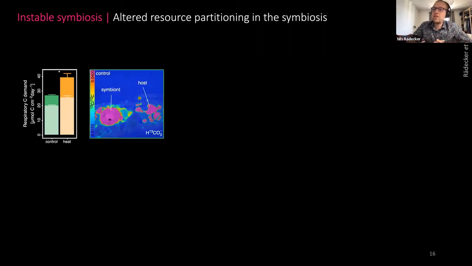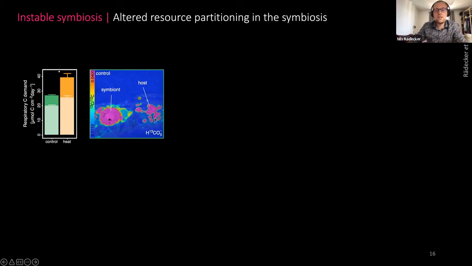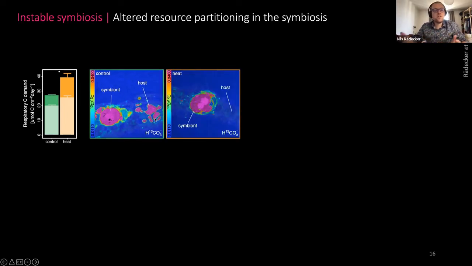And for that, we go back to NanoSIMS. Here, in this case, we have the 13C assimilation, and we see, of course, that the most is assimilated in the algae itself, and we have a lot of translocation to the surrounding host tissue under control conditions. Now, during heat stress, however, the picture changes drastically.